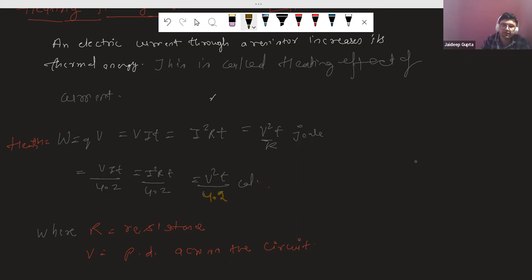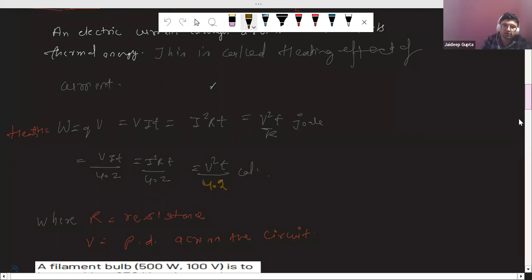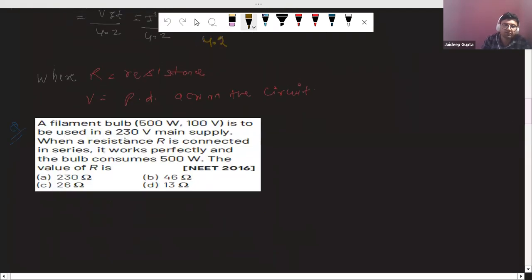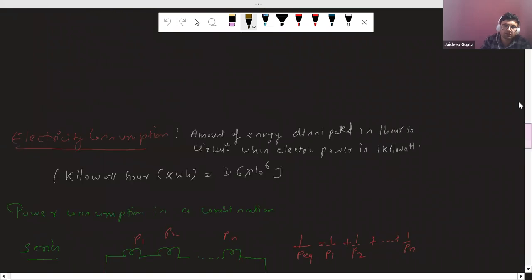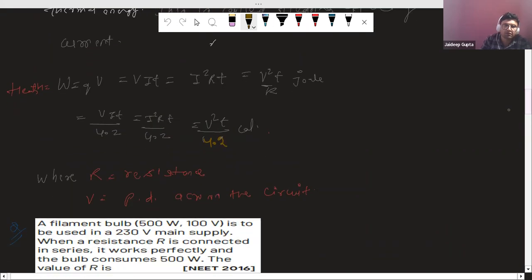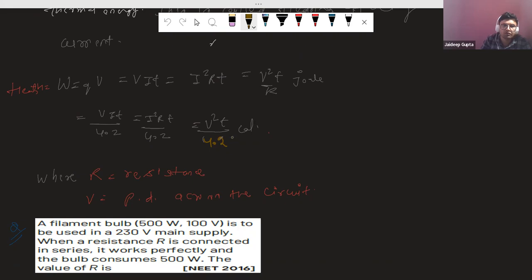Where R is the resistance and V is the potential difference across the circuit. Sir, in the last equation, shouldn't it be V square T by R into 4.2? V square T by R. R is missing in the denominator. Okay, sorry. You have to remember the formula.